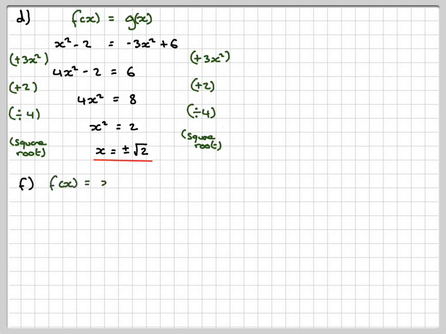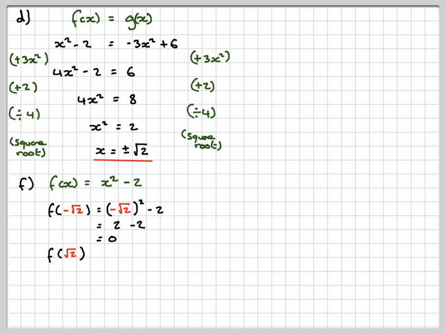To find the other coordinate, since f of x is x squared minus 2, we only need to substitute into one of these. f of minus root 2 becomes minus root 2 squared minus 2. What is minus root 2 squared? If you square the minus sign, it's positive. If you square a square root, they cancel each other out because they are the inverse of each other. So you end up with 2 take away 2, which is equal to 0.